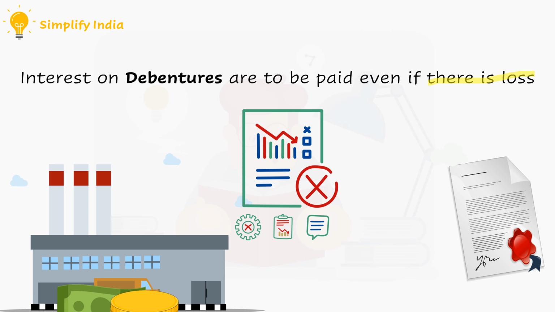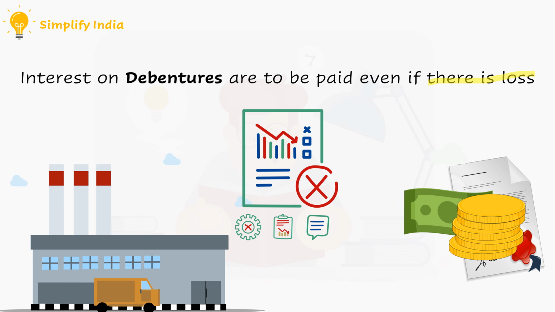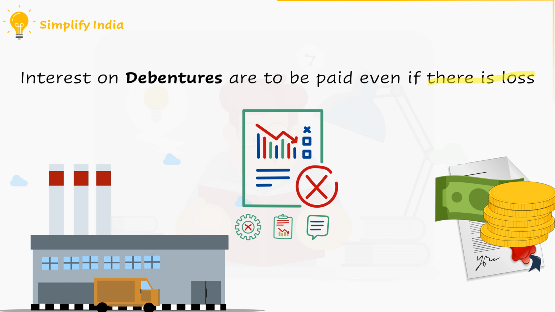Next, interest on debentures has to be paid even if there is a loss. Generally, the interest payable to the debenture holders is charged against the profit of the company. So, the payment has to be made even if the company makes a loss, which is not so in the case of shares.